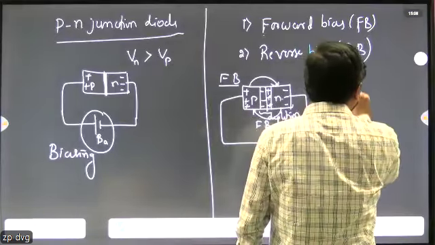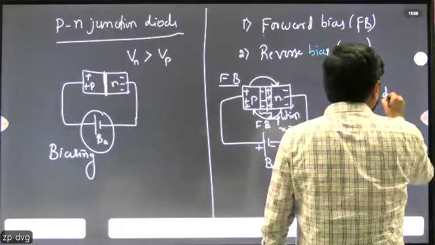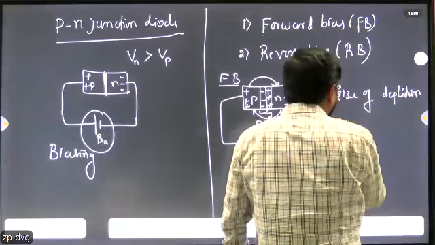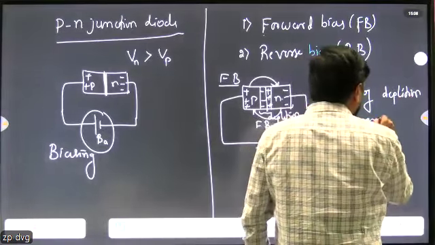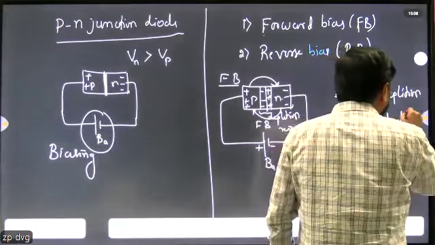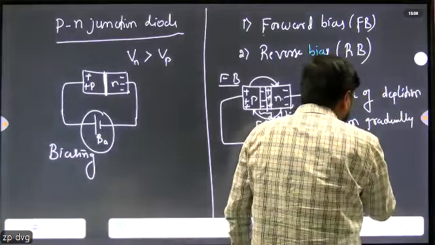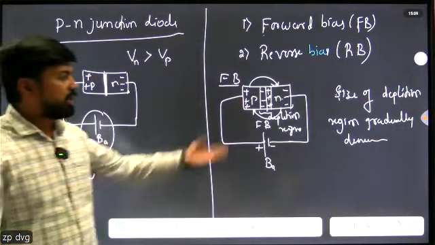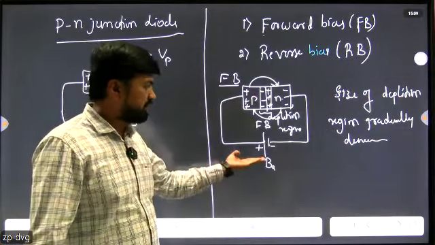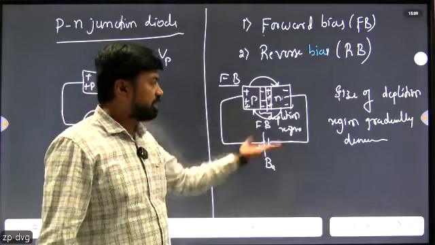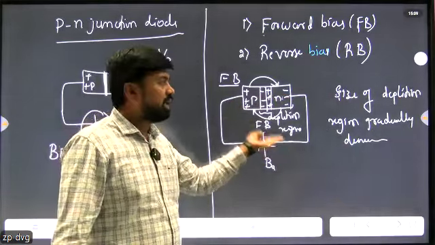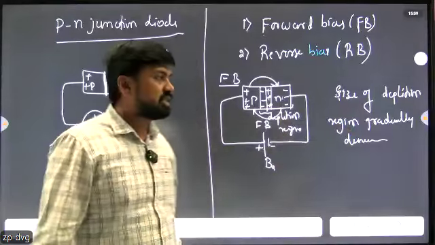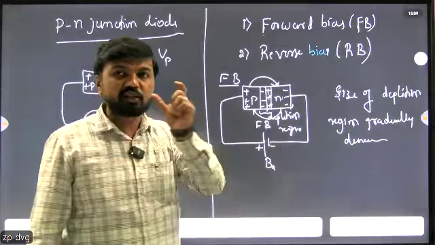As a result, in case of forward bias, the size of the depletion region gradually decreases. Why? Because holes are repelled by the positive terminal of the battery and electrons are repelled by the negative terminal of the battery. As a result, the size of the depletion region gradually decreases, and the diode acts as switched on.